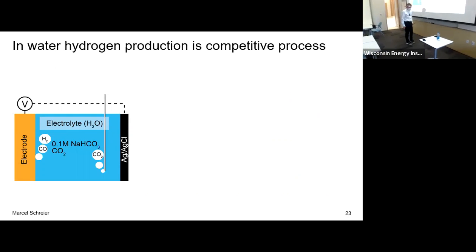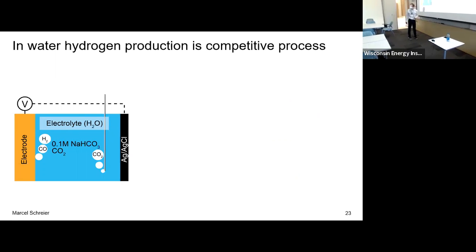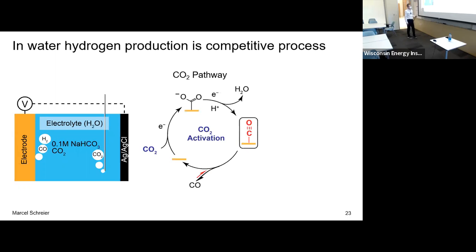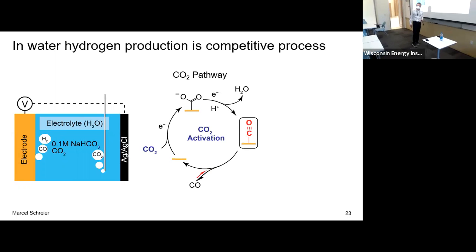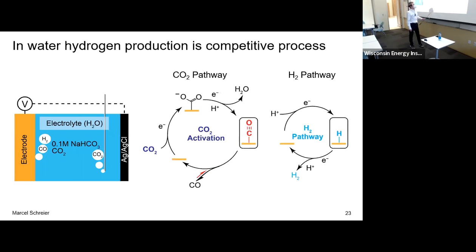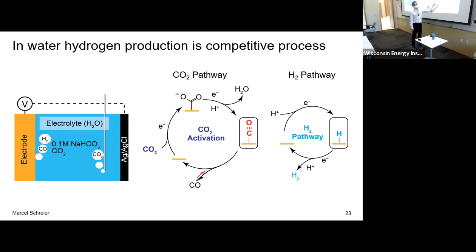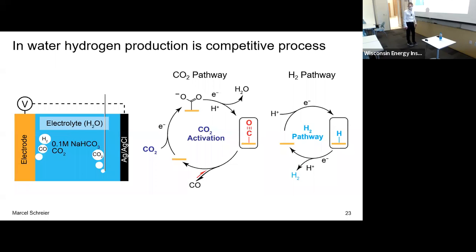In fact, when we carry out CO2 reduction in aqueous electrolytes, we are faced with a selectivity challenge. While we can transform carbon dioxide to, say, carbon monoxide at the electrode surface, that's what we have discussed before, we are now in the presence of water. And another reaction that can take place is the transformation of water and protons to molecular hydrogen. But if we want to reduce CO2, we want to avoid this side reaction. So let's see how we can do this.